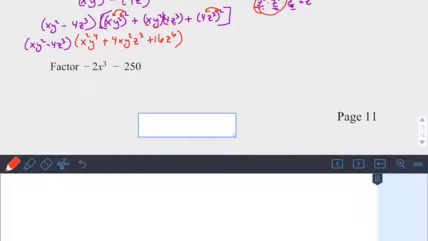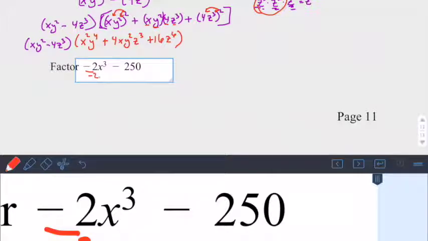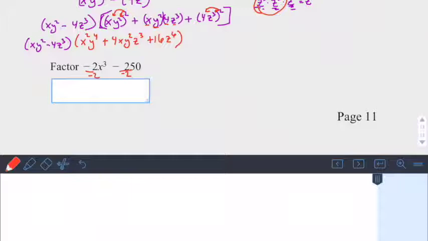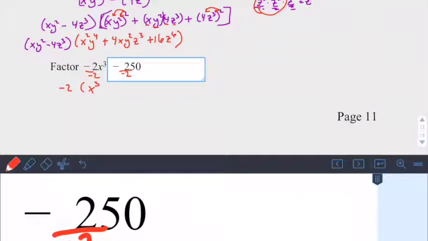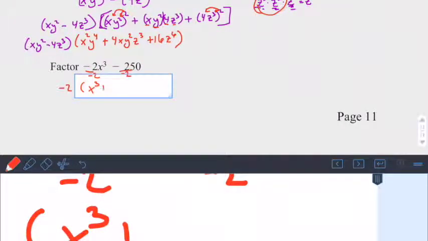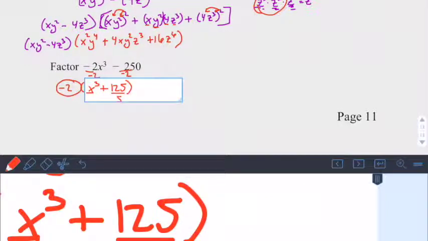All right, and then I have another example for you where I want to do my difference of perfect cubes, but it's not a perfect cube yet. What I want to do is I want to factor a -2 out of both terms first. So I'm going to bring -2 outside. -2 divided by -2 is 1, and we're just left with x cubed. -250 divided by -2 is now positive 125. Now that I've factored out the GCF, this is a perfect cube, right? x cubed, and this is a perfect cube, 5 cubed.